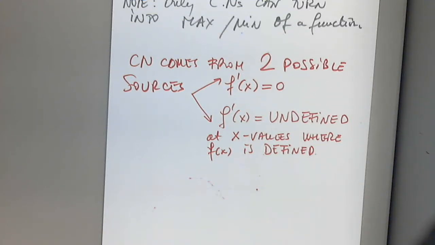So the question is, when I'm thinking of an example in which the function is defined at the x value, but the derivative is not defined. And that becomes a critical number. We talked about this. This will be very clear for you.